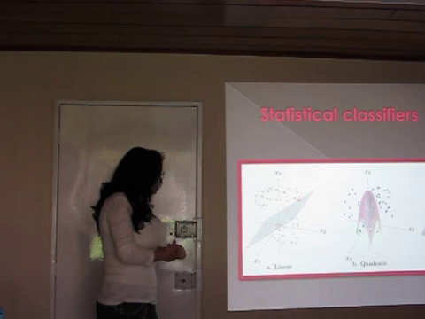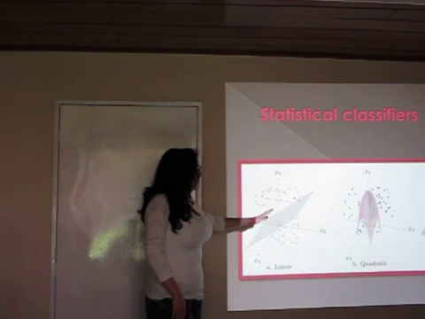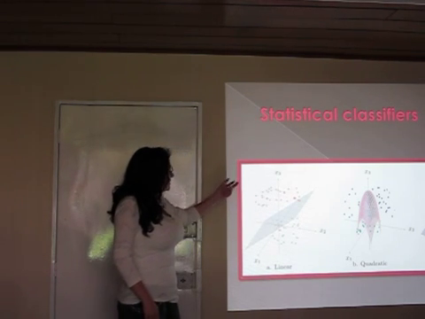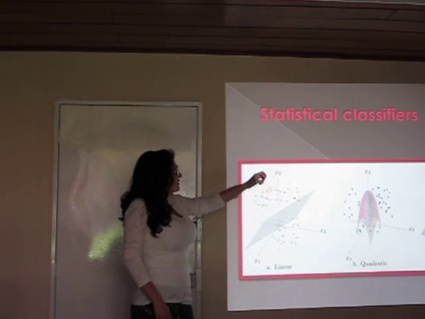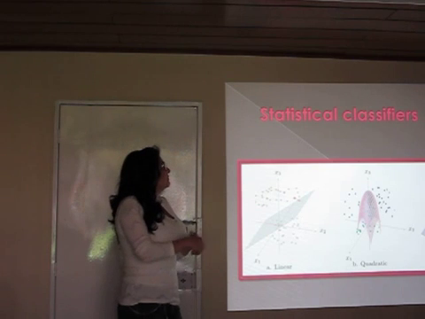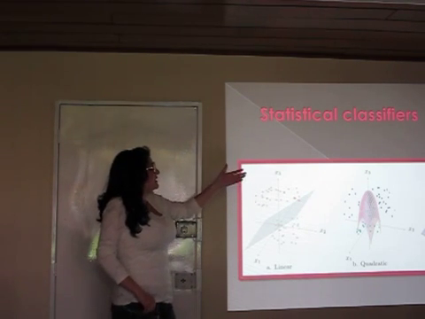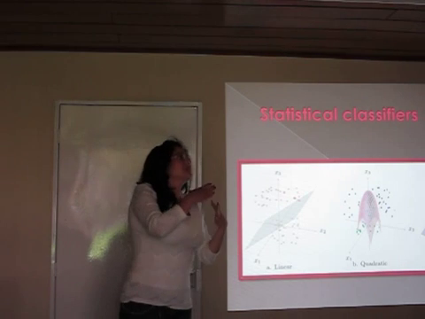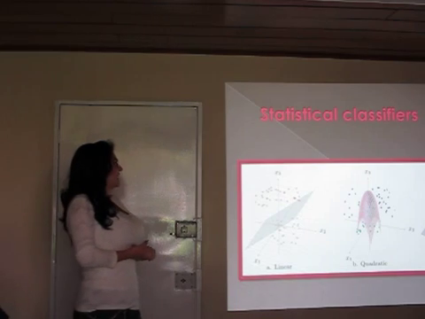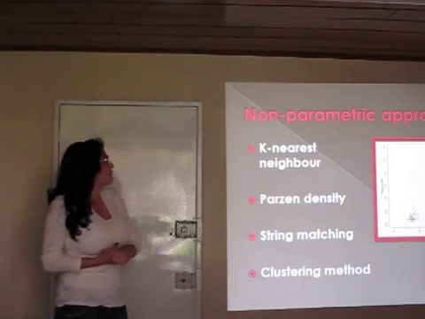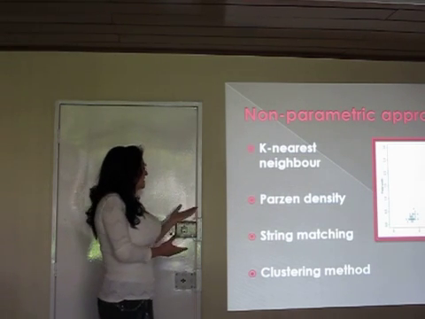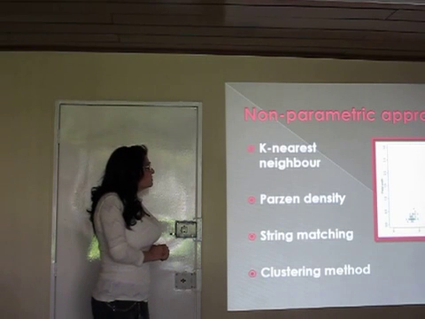In this case, for example, you can find a linear division, that is just finding a line that divides the two sets of data, or a quadratic one if the data can be divided by a parabola or an ellipsoid. And the piecewise linear is just crossing different lines or planes in order to separate all the data into different classes. The non-parametric approaches, more known, are the K-nearest neighbor, Parzen density, string matching, and clustering methods.